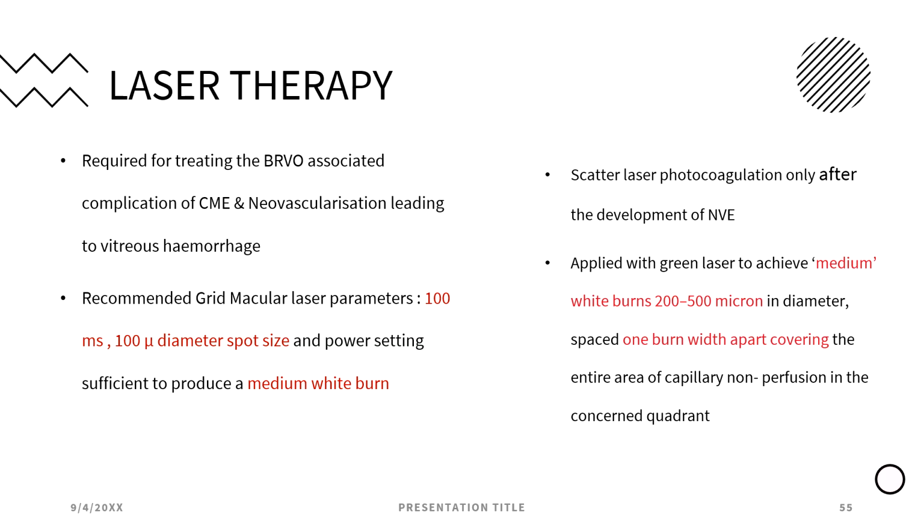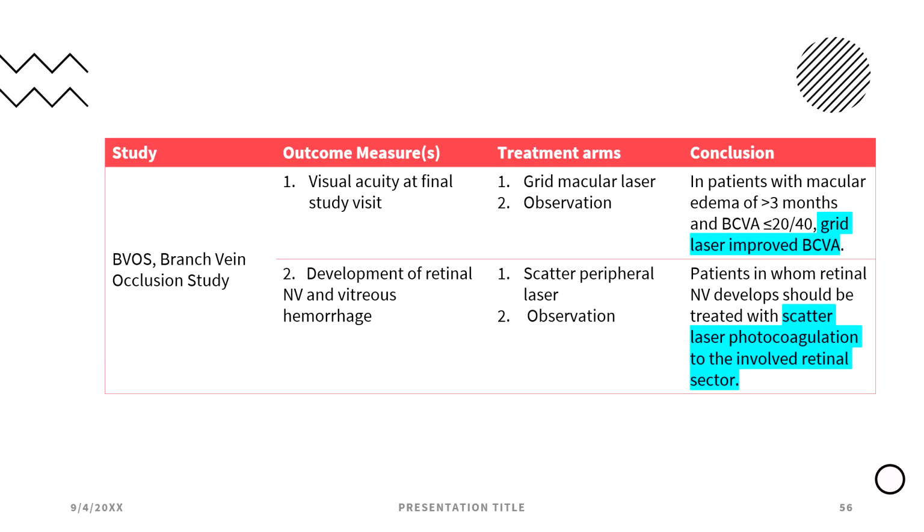Scatter laser photocoagulation only after the development of neovascularization elsewhere. Applied with green laser to achieve medium white burns of 200 to 500 micron in diameter, spaced one burn width apart, covering the entire area of capillary non-perfusion in the concerned quadrant.